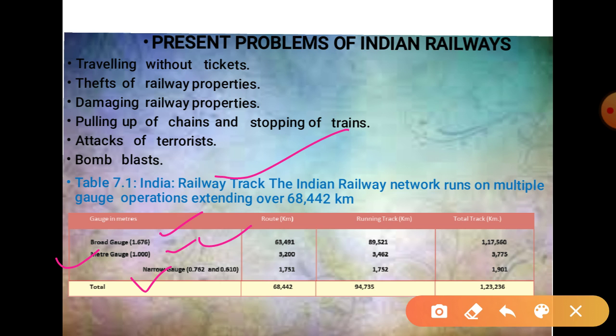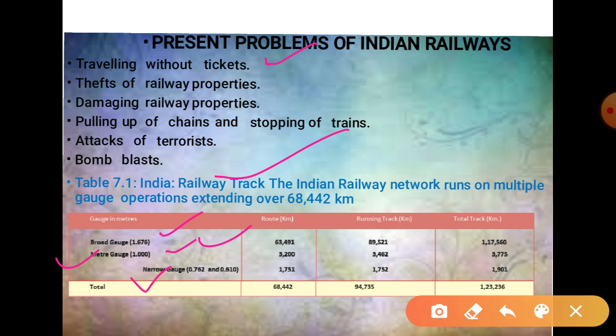Now we'll see the problems the railway is facing in India. First of all, maximum passengers travel without a ticket. So it is very harmful for the economic growth of the railways. It harms the revenue of the railway too much.